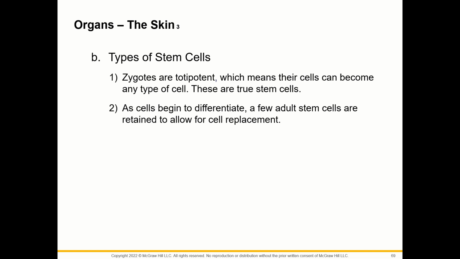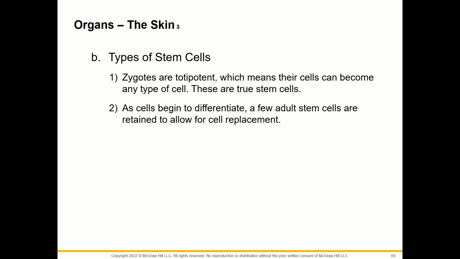All right, so there are several types of stem cells, and they include zygotes and adults. So zygotes are going to be the beginning of your embryonic development, the first few hours of your embryonic development. So as soon as the egg is fertilized by the sperm, the zygote forms. And so the cells in the zygotes are totipotent, and this means their cells can become any type of cell. They can differentiate into anything. And these are the true stem cells.